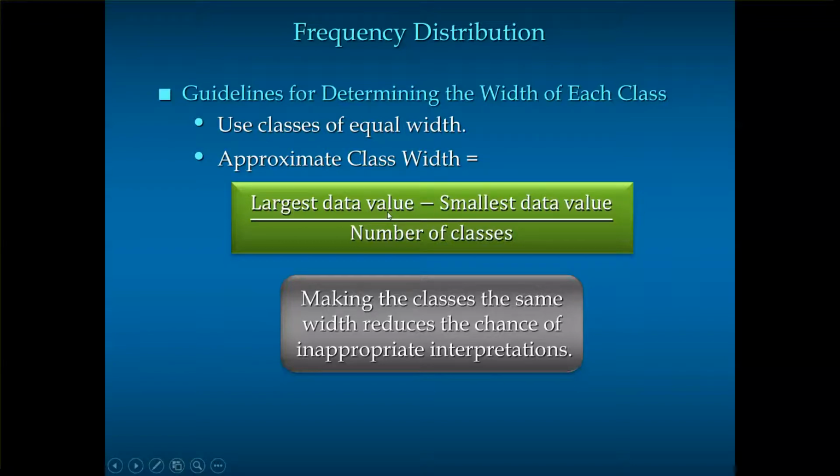If you remember from the first chapter, I reminded you that every time you have raw data, try to make it a data array, ordering it from the smallest to the largest or from the largest to the smallest, then divide by the number of classes, which you decided before. Making the classes the same width reduces the chance of inappropriate interpretation.